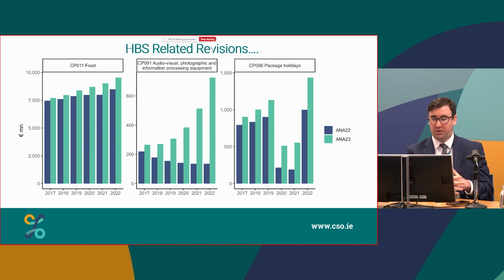We've also had relatively large revisions to audiovisual, photographic and information processing equipment. This is reflecting changes in consumption patterns since our last household budget survey. And finally, we've also had significant revisions to package holidays. So hopefully you have a better understanding of some of the revisions in PCE, and you're curious to explore some of the additional detail we have in our release.